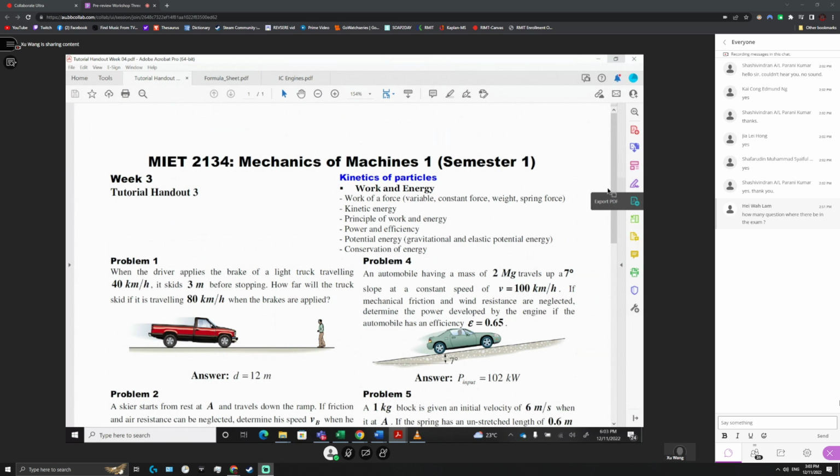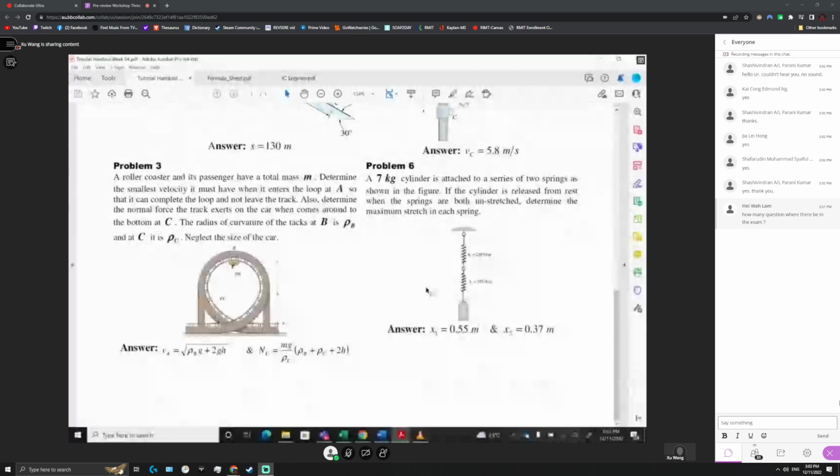Week 4. Okay, we have the last question. The last question is we have the 7 kilogram weight. We have 2 springs in series connection. It asks you, attached 2 springs in series connection with the weight of 7 kilogram, and if the cylinder is released from rest, and the springs are both unstretched at the beginning, determine the maximum stretch for spring 1 and spring 2, x1, x2. It asks you to do that.